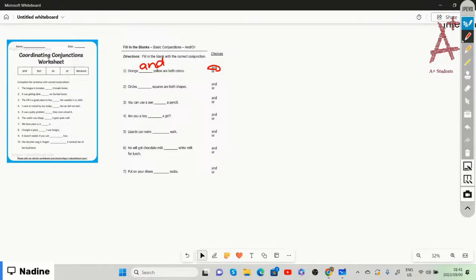Circles and squares are both shapes. And we are going to say circles and squares, because if you're saying both, then clearly you're saying that it is this and that, which is circles and squares are both shapes. So well done.